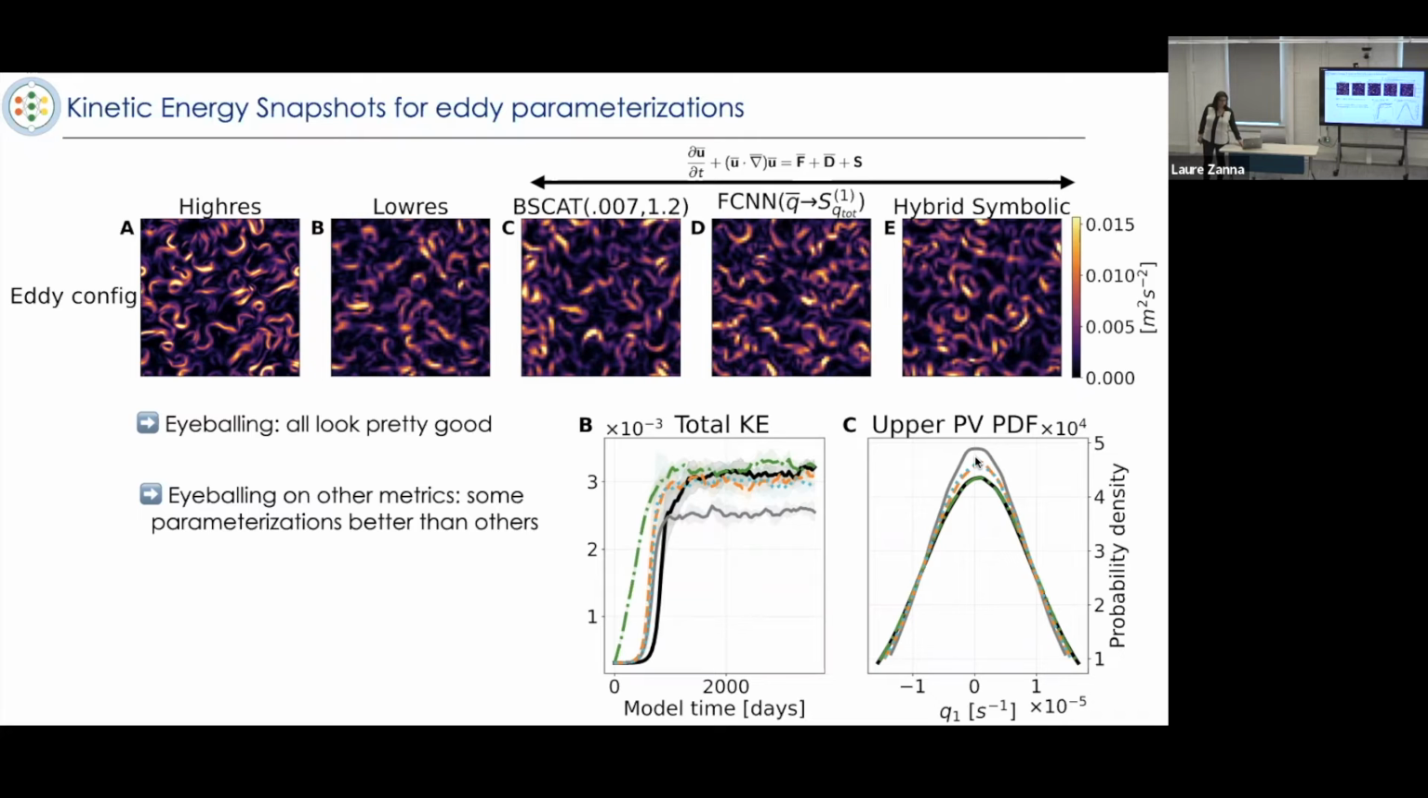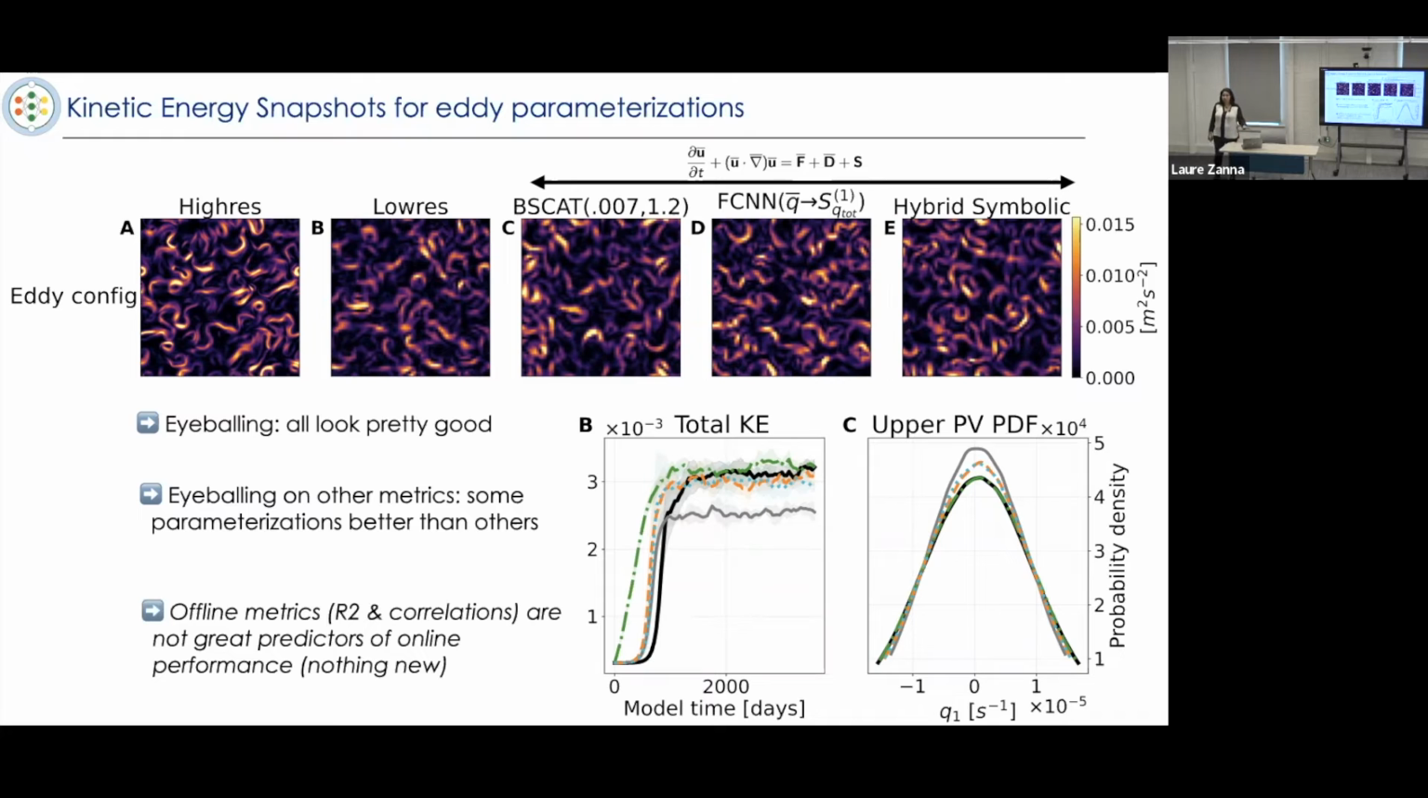So eyeballing, pretty good overall, but some are better than others. My point again: offline correlations and things like this do not directly translate into online performance. So now there are two options. Either we are picking the wrong offline metrics, which is my view, or really it's magic. And I don't think it is magic, because I do think it is capturing something that is real. We just haven't quite found the right offline metrics.